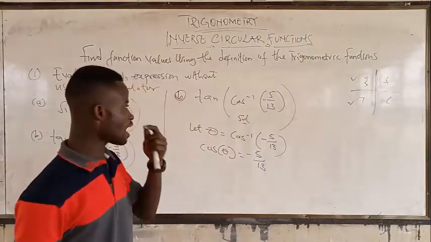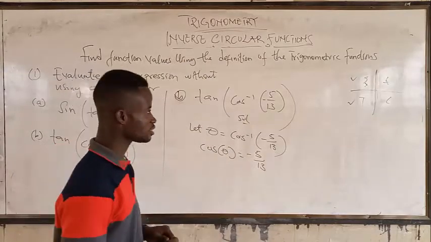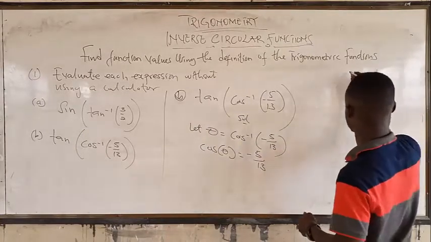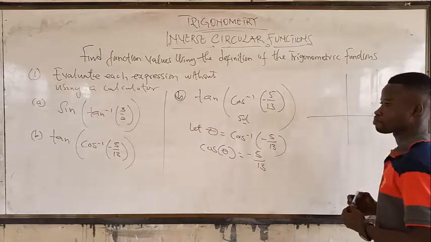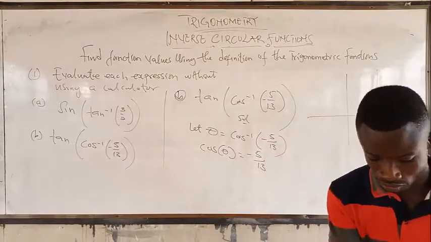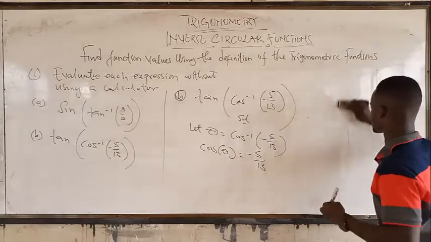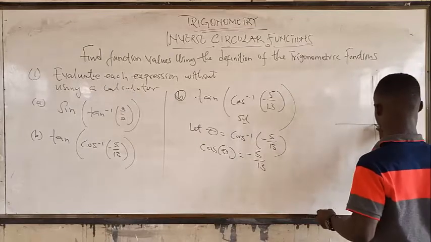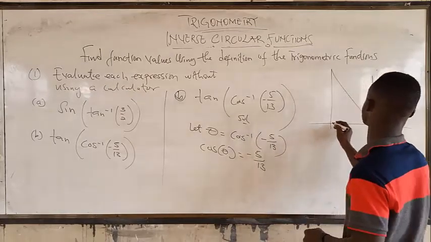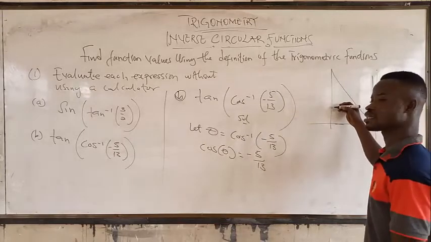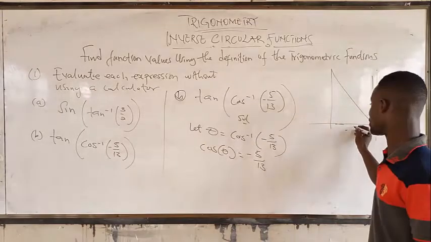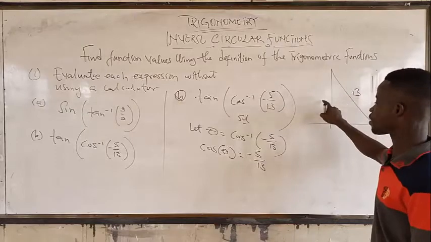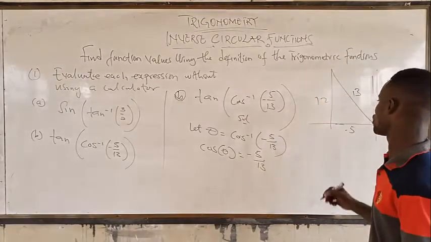Alright. So knowing that you are working in the second quadrant, then you can now go and sketch. So we are working in the second quadrant. Then we can now go and sketch. This is x, which is negative 5. Then this is 13. The r is 13. So when you go for this, you get 12. Very good.